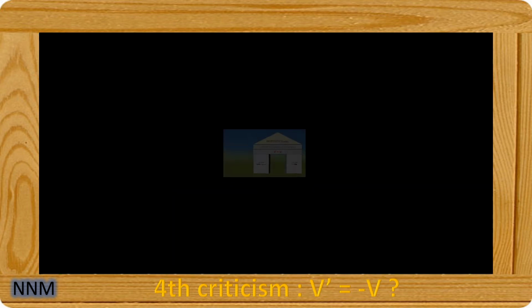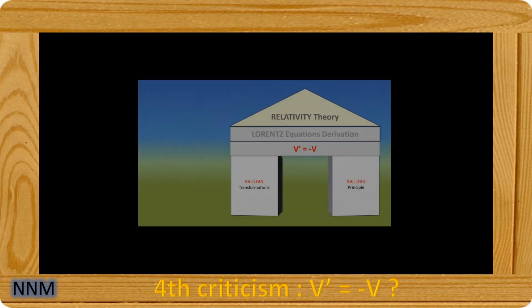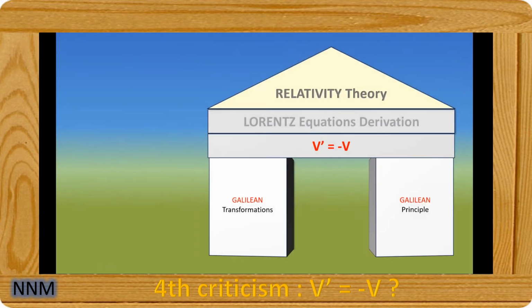The fourth criticism concerns the equality of speeds in the 2 frames of reference. This does not shock us at first glance, because it is very easily obtained in Newtonian mechanics. The problem is that in relativity theory, this result is not obvious, and it is based on the confusion of terms between the Galilean transformations and the Galilean principle. It is absolutely not the same thing.